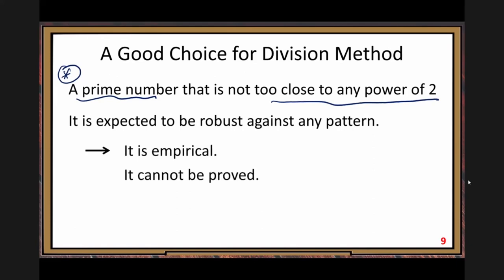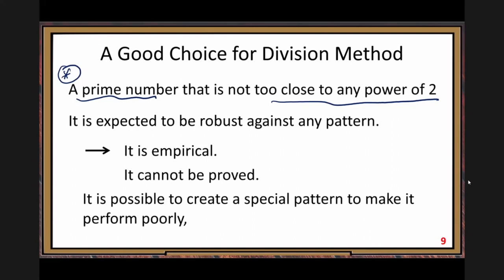Empirical, so it cannot be proved. It is possible to create a special pattern to make it perform poorly. It's possible, but that chance is not very high. Reasonable, we can assume the probability is less than 10%. But the multiplication method would perform much better. So we can say 99 something percent. It will do well. We have that high confidence.